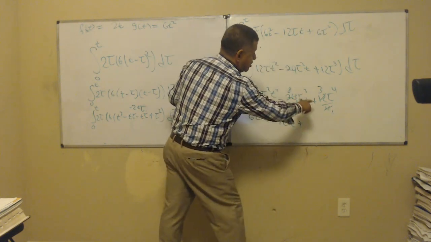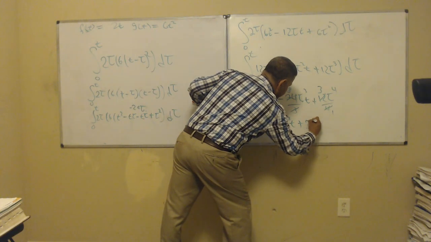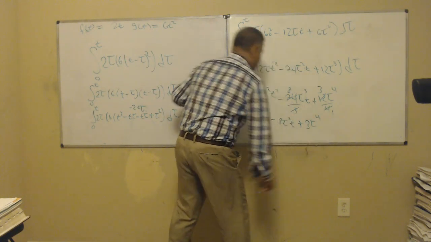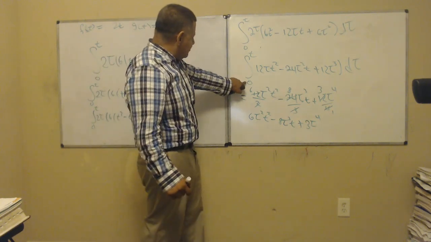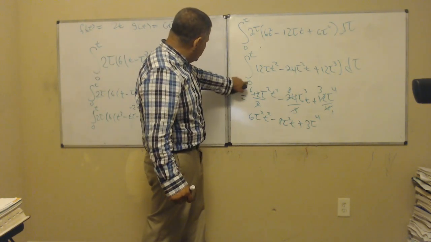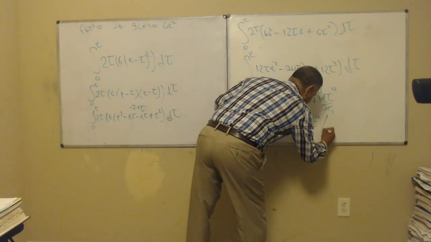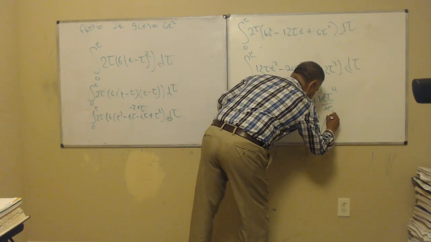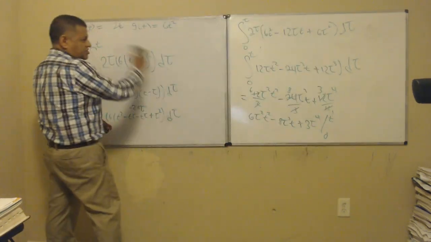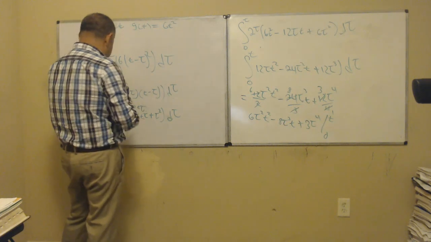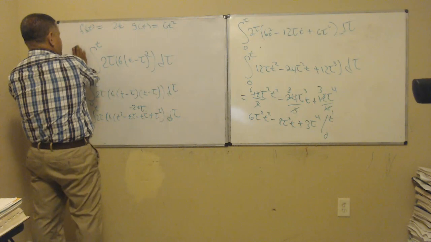Plus this guy. So now I have 3 tau to the fourth, right? Now I am integrating that from 0 to t, right? So integrating from 0 to t. Now let me erase some of that stuff over here because I need room.